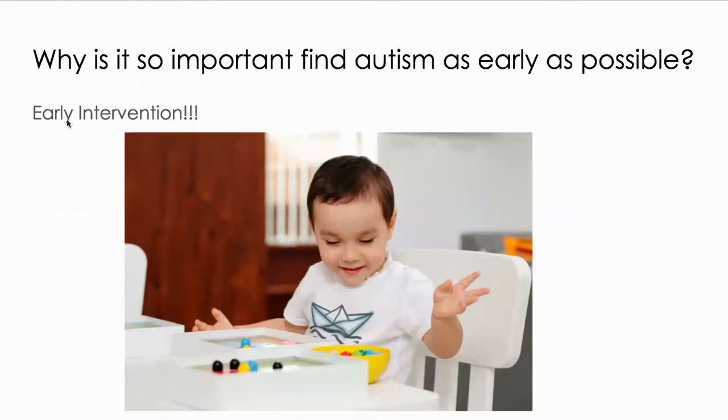The research really shows that the earlier we can intervene with our students with autism and our learners on the spectrum, the better outcomes they have long term. One of the most research based interventions out there is something called applied behavior analysis. It's been around for a long time. It is an umbrella that has many different interventions underneath it. So it's a really good one to look into for early intervention services.